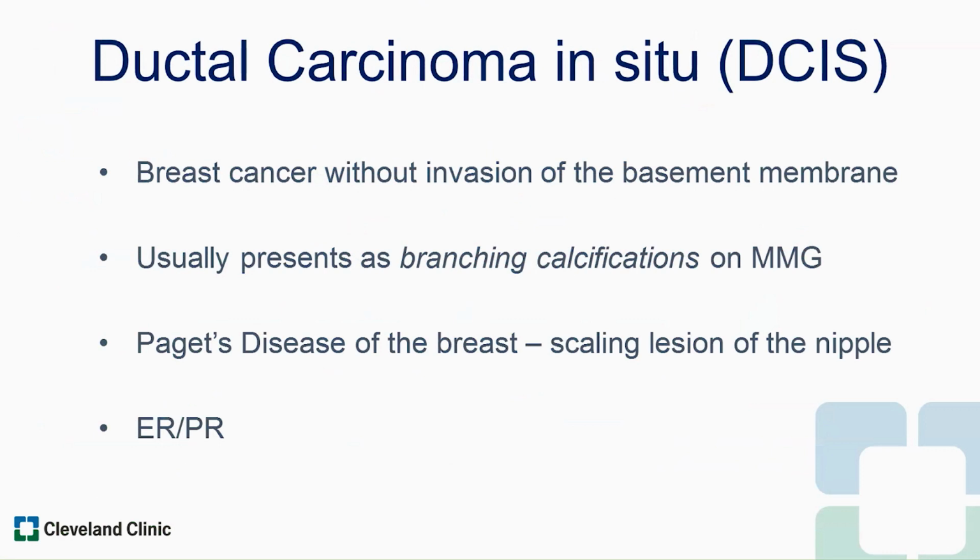Paget's disease of the breast is actually DCIS of the nipple. It presents as a scaling lesion of the nipple, almost looks like nipple crusting. Somebody complains that there's flaking of their nipple that just doesn't seem to go away when they wash it. But that's ductal carcinoma in situ of the nipple, which is Paget's disease. For DCIS, we do not test HER2. We test for estrogen receptor and progesterone receptor.